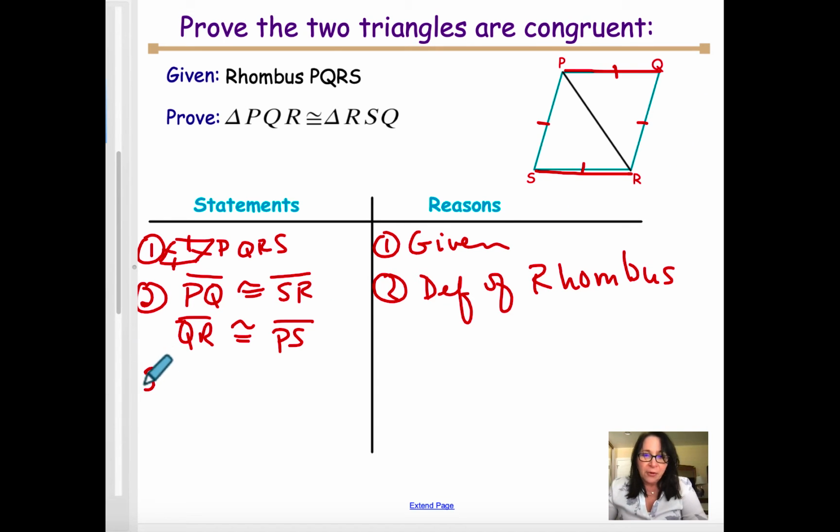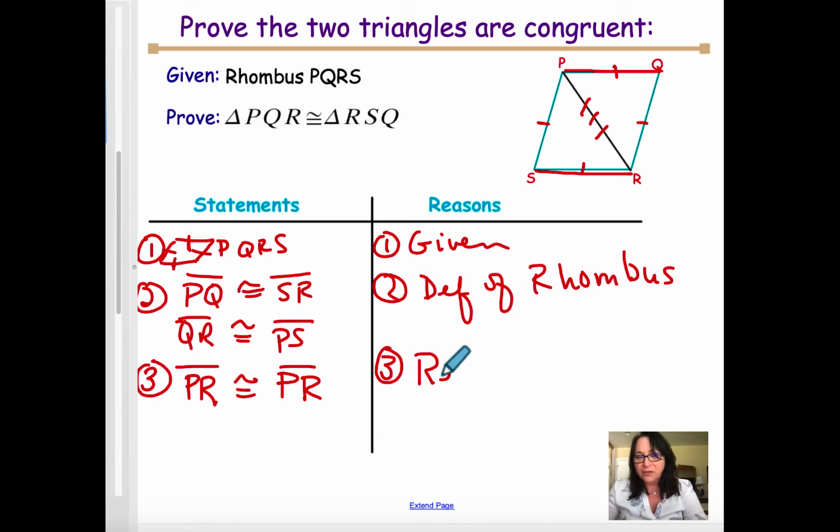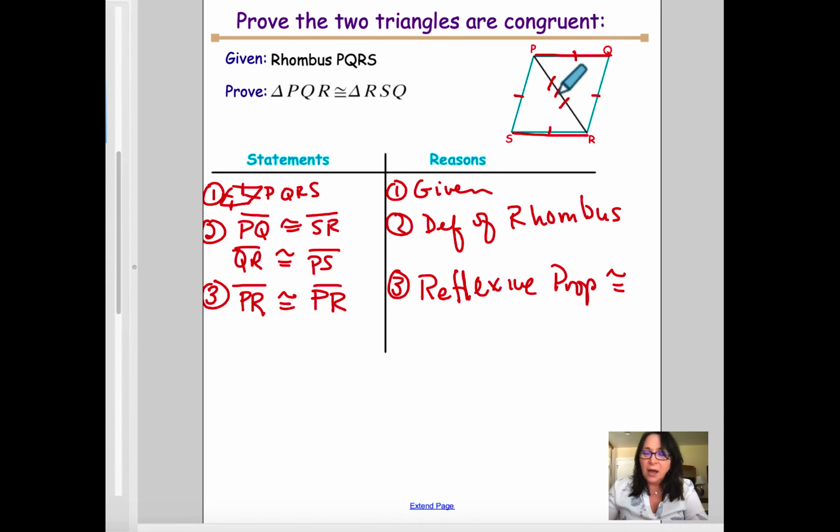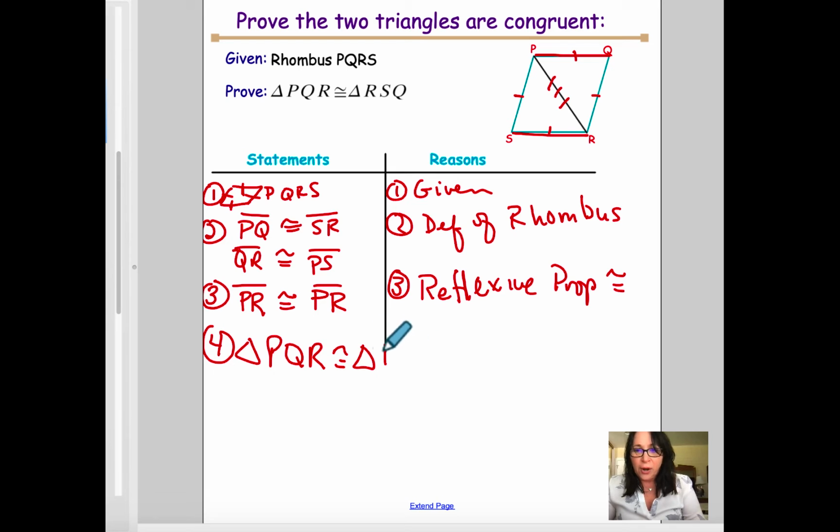All right. Number 3, we're going to say that line segment PR is congruent to itself. And PR being equal to itself would be the reflexive property of congruence. And then lastly, I have the 2 triangles are congruent. I can say triangle PQR is congruent to triangle RSQ. And the reason for that, number 4, would be side, side, side, because all the sides are congruent, or opposite sides are congruent.